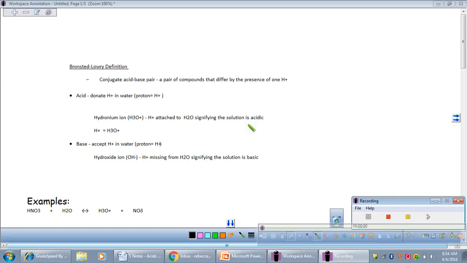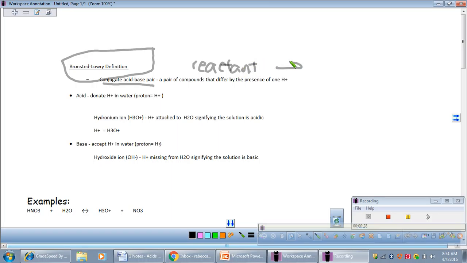Alright, so today we're going to start our unit on acids and bases, and we have a definition of acids and bases that you're going to be using for this unit, which is the Bronsted-Lowry definition. So we're going to be talking about conjugate acid-base pairs, meaning a pair of compounds, one is going to be a reactant, and the other one is going to be a product. And they differ by the presence of H+.